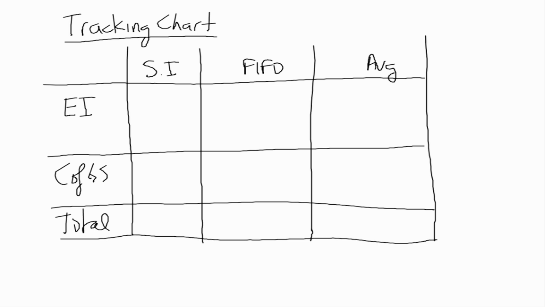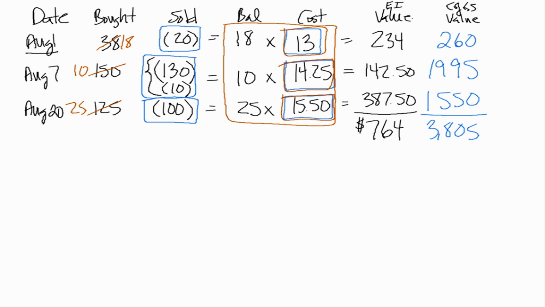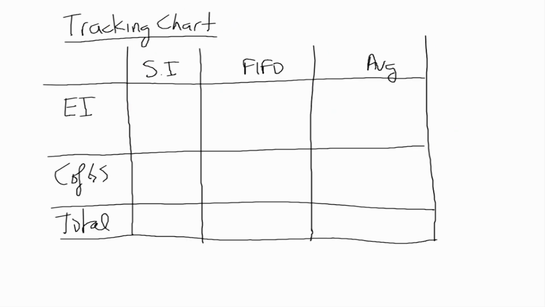Okay, so let's just flip back for one moment. So we've got 764, 3,805. So we have 764, 3,805, whoops, there we go. And that is equal to 4,569. So the 4,569 is called available for sale.